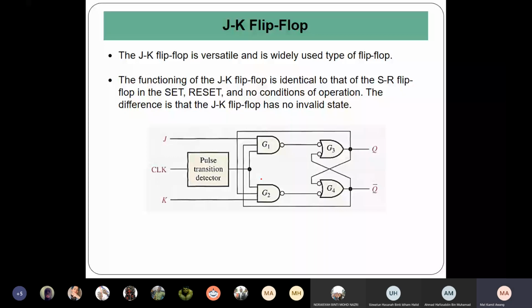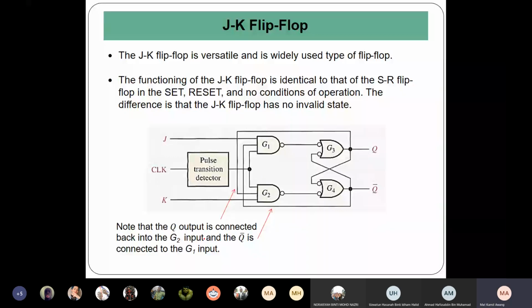If it's SR, S is 1, R is 0, and clock is triggered, then Q is 1. If S is 0, R is 1, and clock is triggered, then Q is 0. If S is 1, R is 1, clock is triggered, it's invalid. But in JK flip-flops, if J is 1, K is 0, clock is triggered, then Q is 1. If J is 0, K is 1, clock is triggered, then Q is 0. When J is 1, K is 1, clock is triggered, you have a value. It's a valid state. So that's the difference between JK flip-flop and SR.